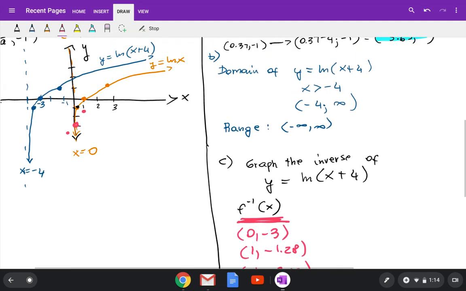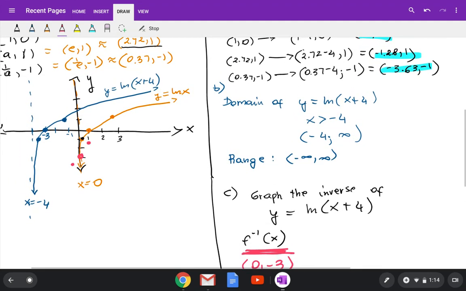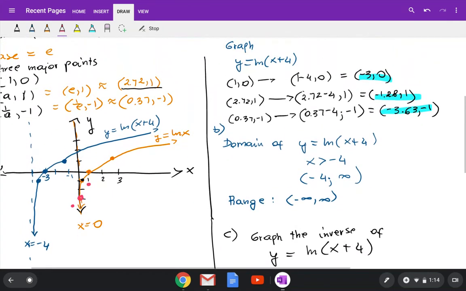Okay, and the vertical asymptote was x equals -4. That means that we will have a horizontal asymptote. Let's just extend it. y equals -4. So negative 1, negative 2, right here, negative 4. So that will be the horizontal asymptote.